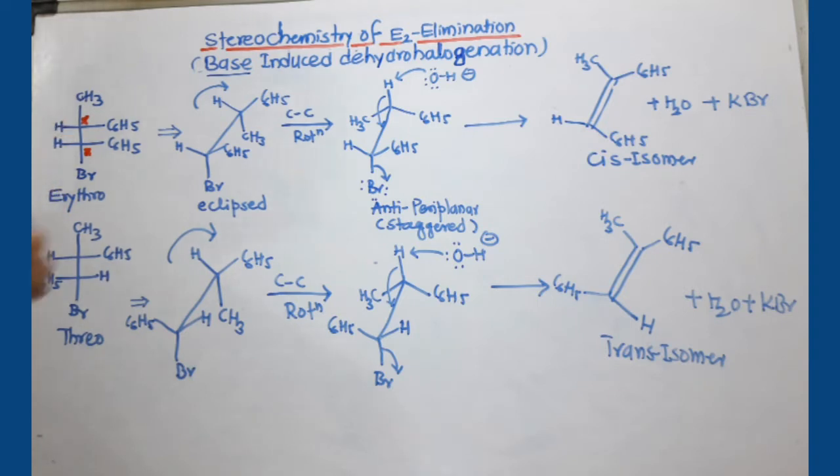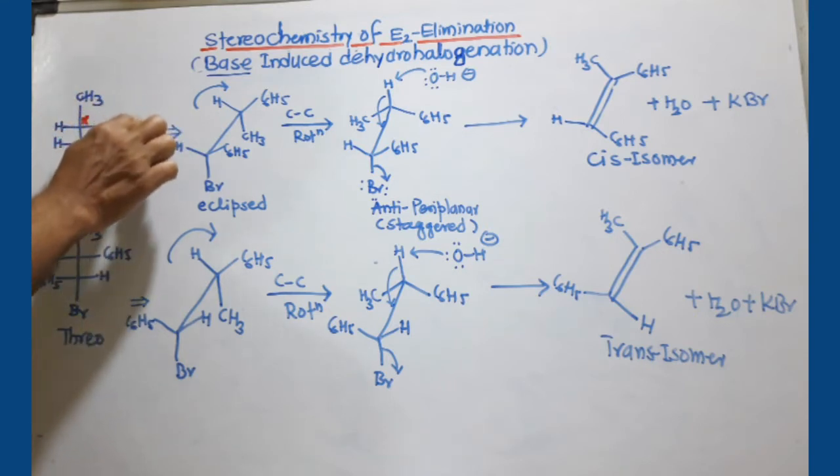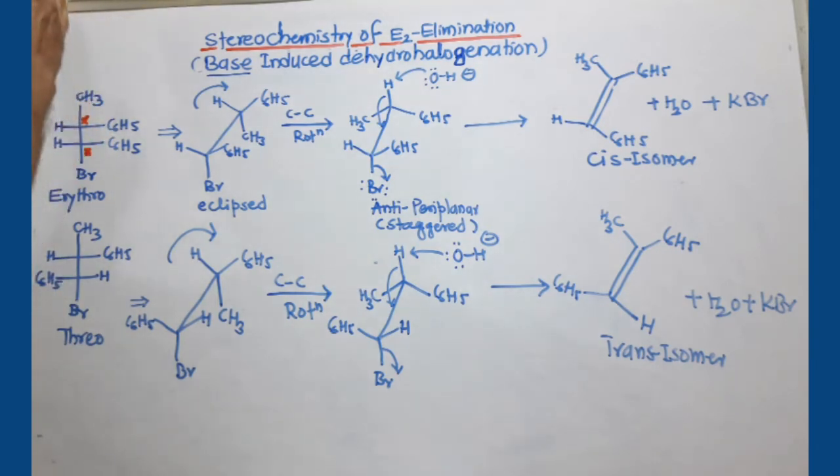So erythro means what? Similar groups toward the same side. So you can see the phenyl groups are toward the same side. So this is erythro form. And in threo form, similar groups or atoms are toward the opposite side. So this is threo 1-bromo-1,2-diphenyl propane. So this compound I have selected, and I have represented this molecule in Fischer projection formula.